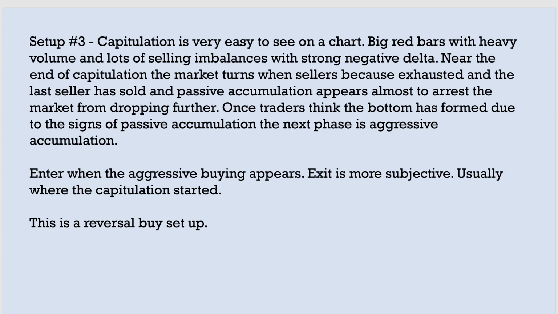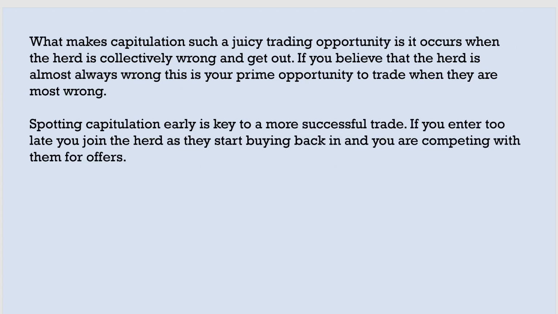Now, the difference between capitulation and dead cat bounce is capitulation, the market's not going to drop further. This is where the drop ends. Okay, once traders think the bottom is formed due to signs of passive accumulation, the next phase is aggressive accumulation. And what makes capitulation such a juicy trading opportunity is it occurs when the herd is collectively wrong and get out. Right? The herd, the retail traders, the public, so to speak. And if you believe that the herd is always wrong, this is your prime opportunity to trade when they're most wrong. Right? Spotting capitulation early is key to a more successful trade.